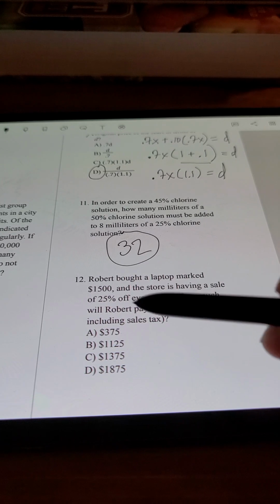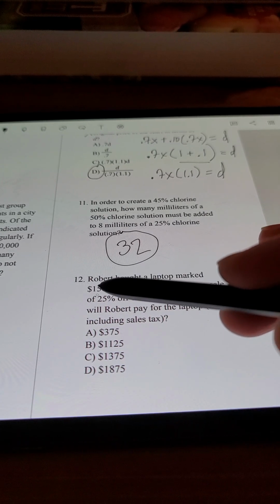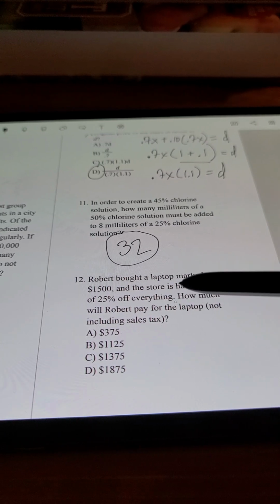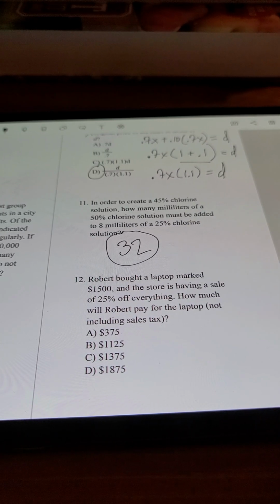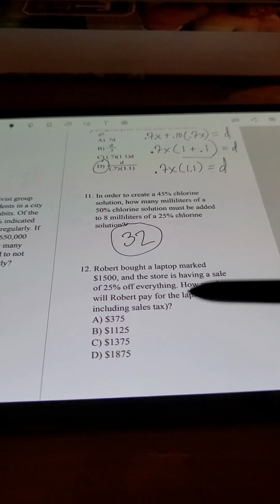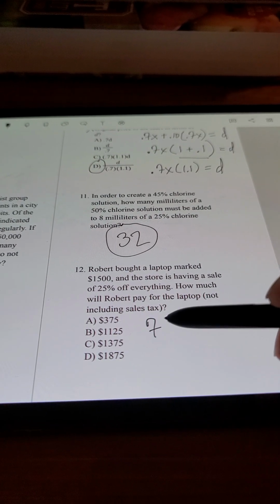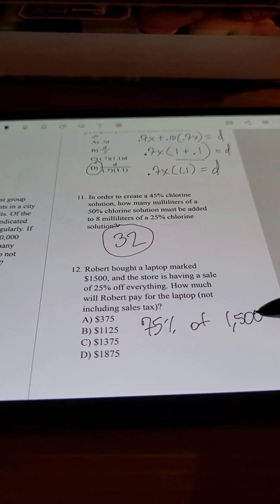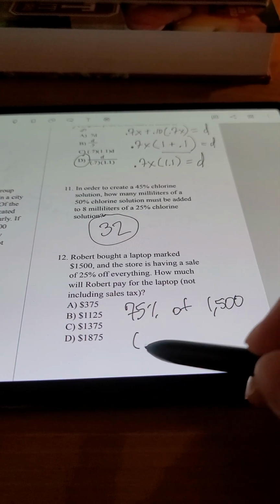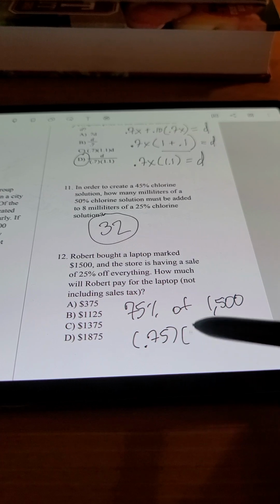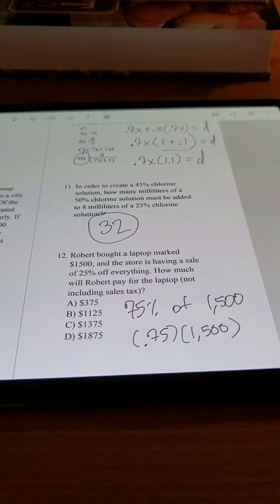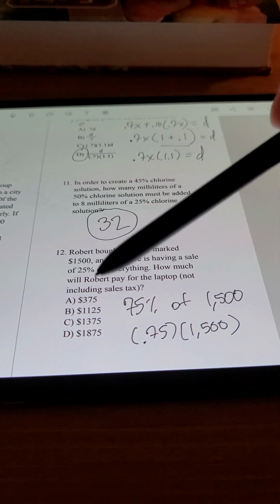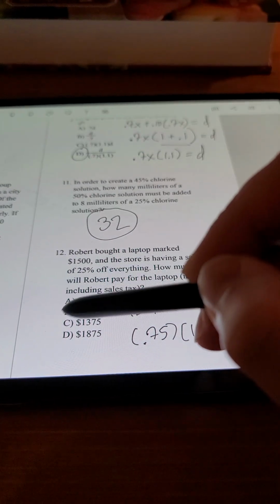So you could think, I'm going to subtract 25% of 1,500 from 1,500, or you could think, oh, if I'm subtracting 25%, I'm keeping 75%, which is the way I prefer to do it. So I'm really looking for 75% of 1,500. So I'm going to just multiply 0.75 times 1,500 to get my answer. And when I do that, I get B, 1,125.